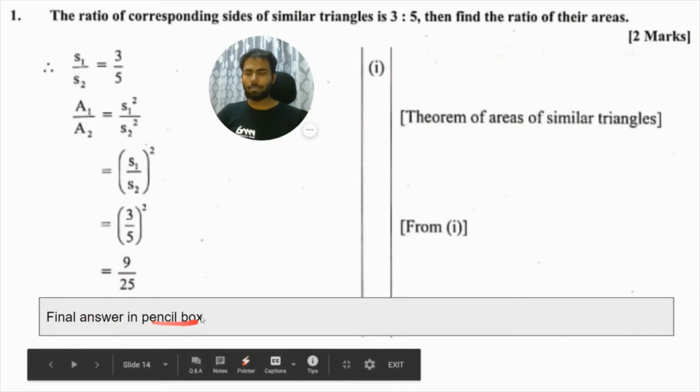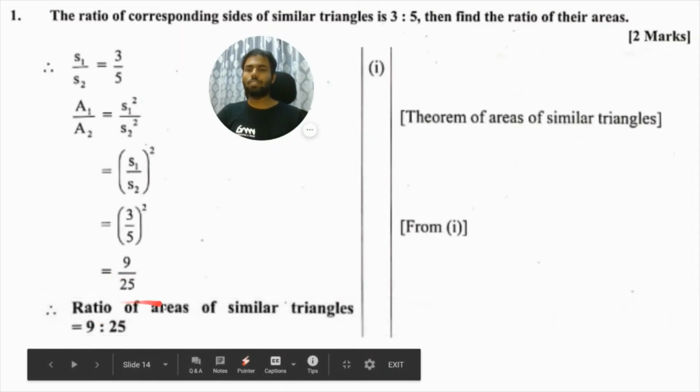So write the final answer in pencil box. So ratio of the areas of similar triangles is 9:25. Question में 3:5 दिया था, राइट? सो तुम लोग आंसर में भी 9:25 लिखो. जैसे क्वेश्चन में पूछा आंसर वैसे ही फाइनल आंसर में लिखना है. ओके, सो that's your answer to the first question in practice set 1.4.